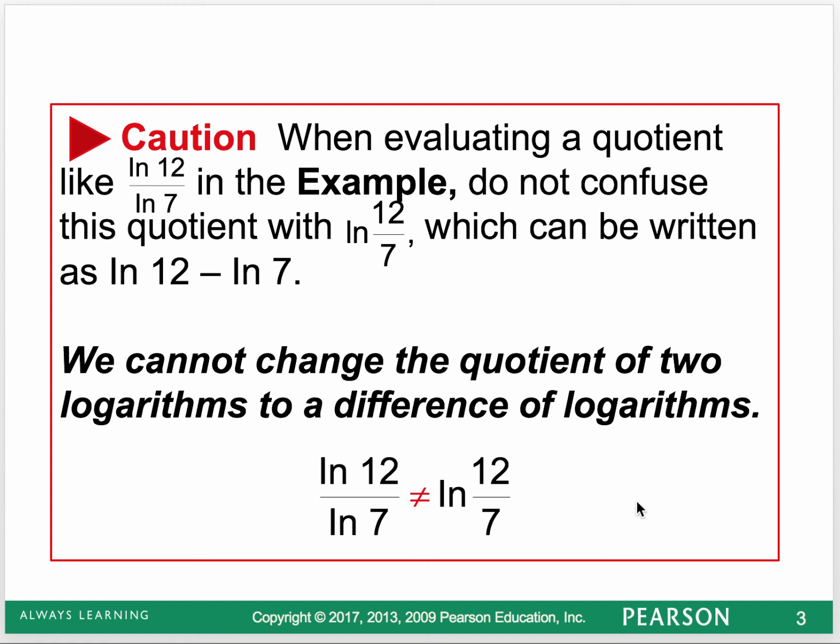Okay, here's a caution. It's what we were just talking about. Don't cancel those natural logs or logs, right? These are not the same thing. So just be careful about that. Remember, if we have natural log of 12/7, we write that natural log of 12 minus natural log of 7. And you can plug those two things in your calculator, actually, if you're not convinced, and see that you get the same thing. This is not the same thing.